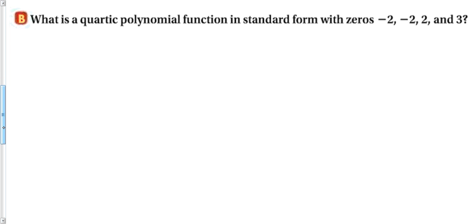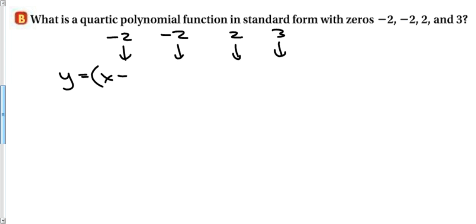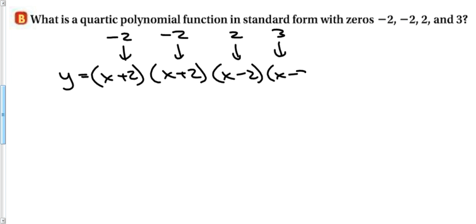What about this one? What is a quartic polynomial function with zeros of -2, -2, 2, and 3? So let's do the same thing. Here are my 4 zeros. Let's turn them into my 4 factors. The first one is x plus 2. The second one is x plus 2 again. The next one is x minus 2. And the last one is x minus 3. Okay, so those 4 zeros produce those 4 factors.